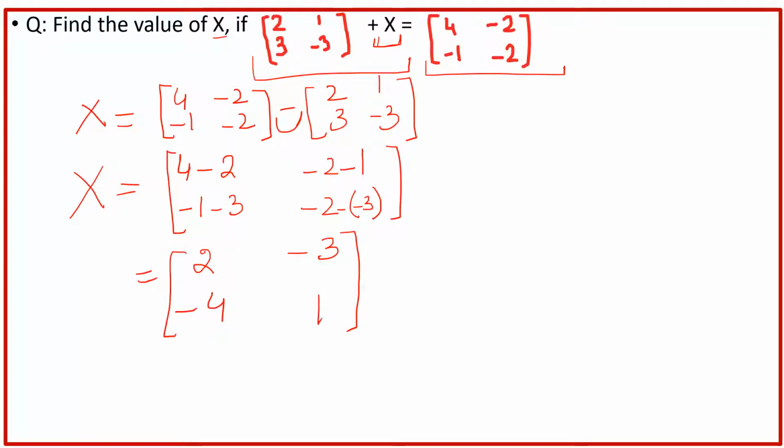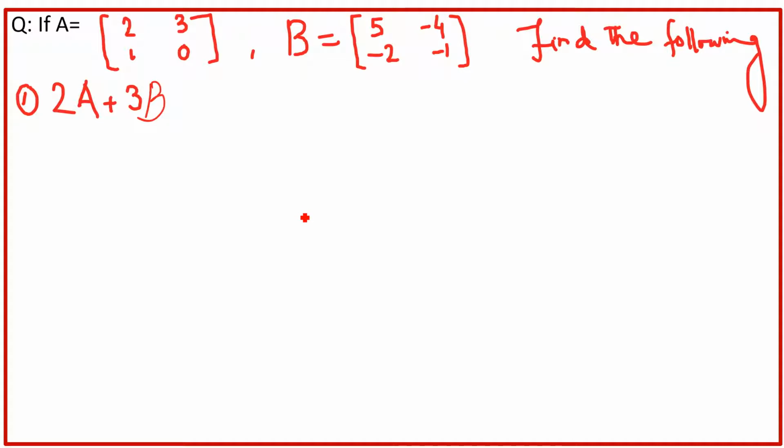Move on to the second question. Here it says if A is equal to this, B is equal to this, then you have to find out 2A plus 3B, right? 2A plus 3B.